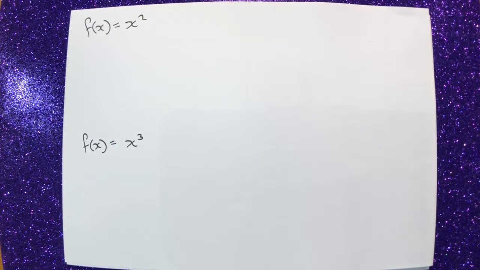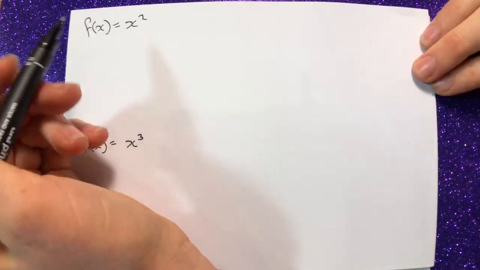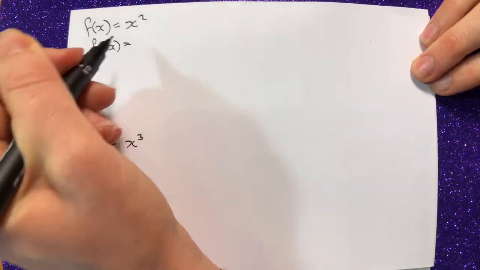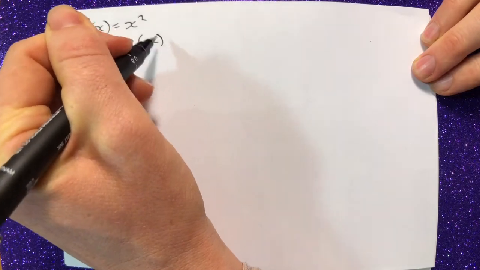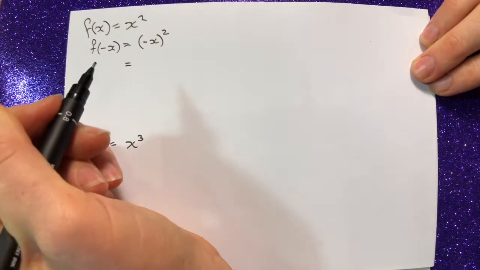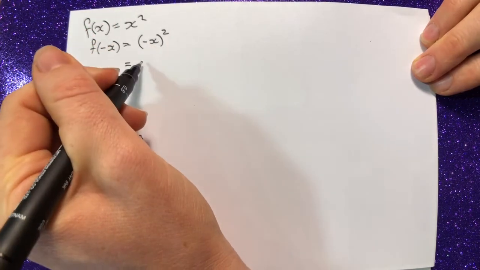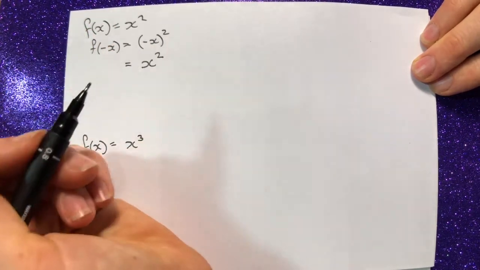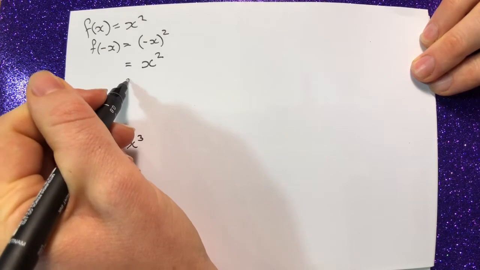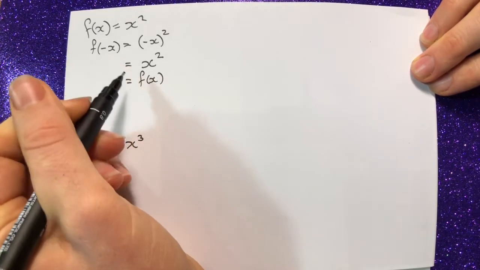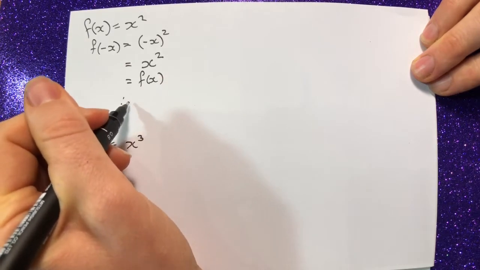In practice, if you were asked, is this function odd, even, or neither, and you didn't know what it looked like, all you would have to do is find the function of negative x. When we do this, we literally replace the x with negative x, and then we go, how could I get rid of those brackets? Well, if I square a negative, it becomes positive, and if I square x, I just get x squared, so that's that. Since that is f of x, I've got f of negative x equaling f of x, the function is even.